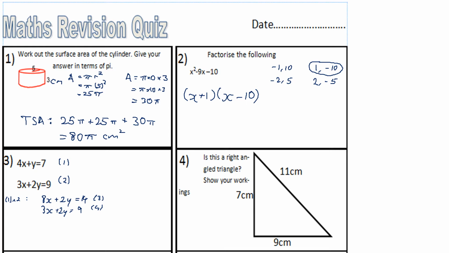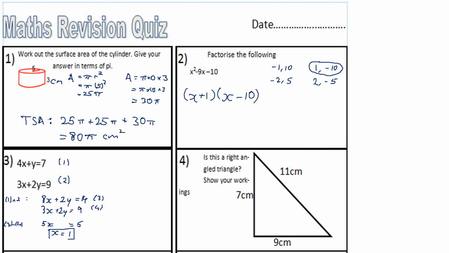So I'm going to subtract 4 the bottom from the top because I don't want to get negatives if I can help it. Okay, so top one, take away the bottom one. So we've got 8x take away 3x is 5x. The two y's are going to disappear, that's why we're doing it. 14 take away 9 is 5, so x equals 1. Okay, so that's x found.